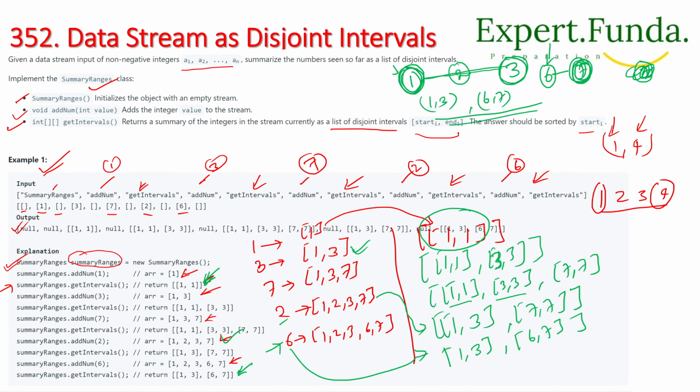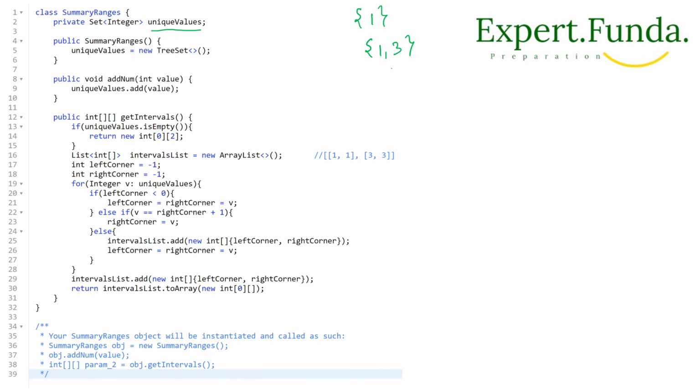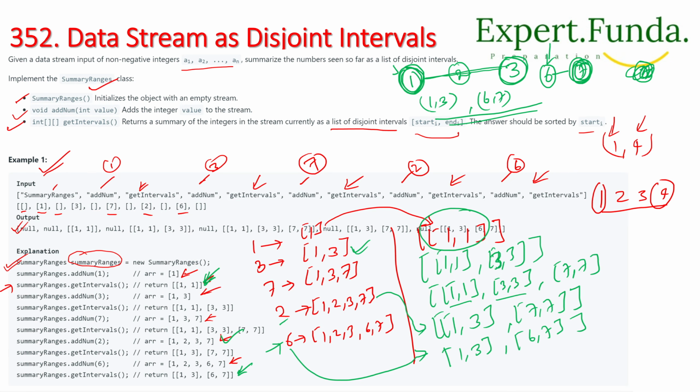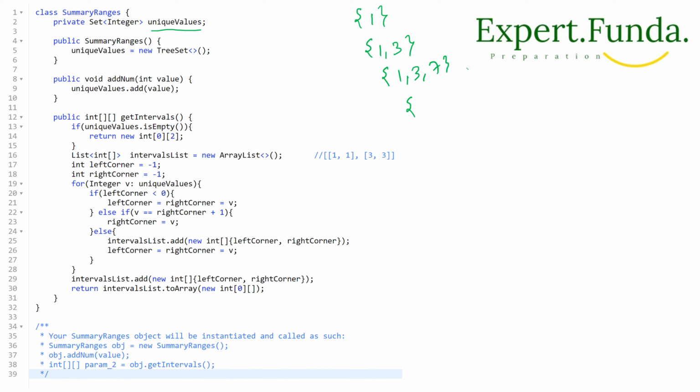Next time it is coming 1 3 7. Now it will come 2, so once we add 2, it should look like 1 3 7 2, right? But if we add 2 here, this is not sorted. So we actually need 1 2 3 7, like this sorted one.